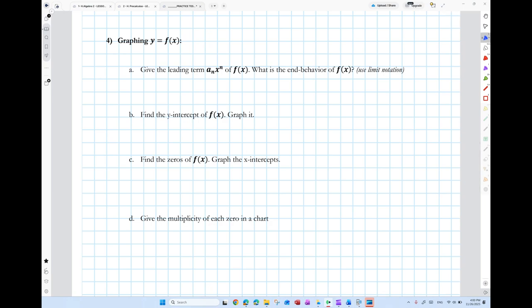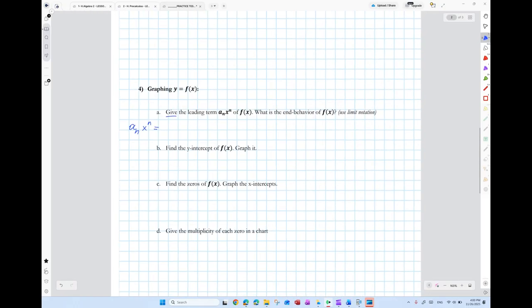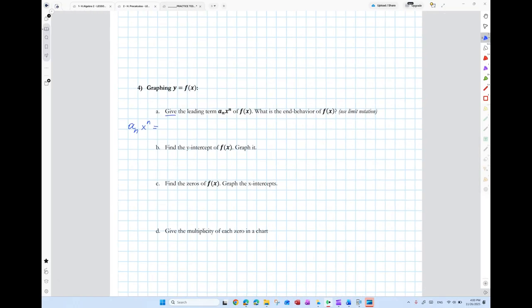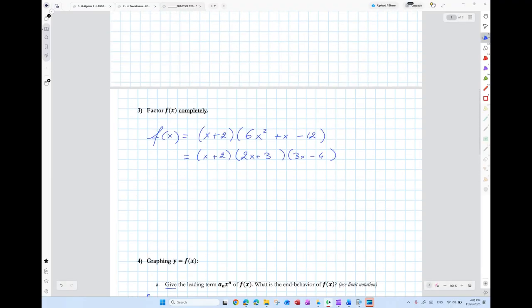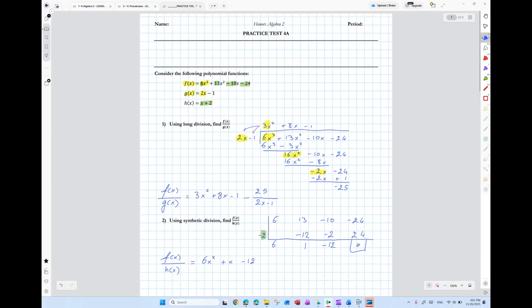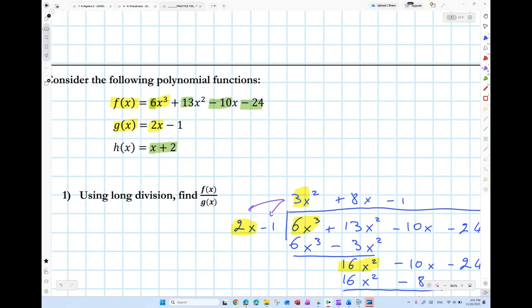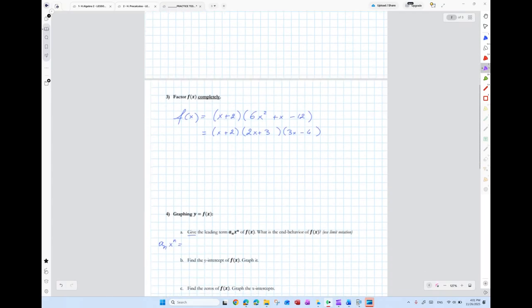Question number 4. Give the leading term, a_n x^n equals. Start with that. You will express yourself clearly. And here I do not have any computation to do. The leading term is given to me. It's 6x cubed.